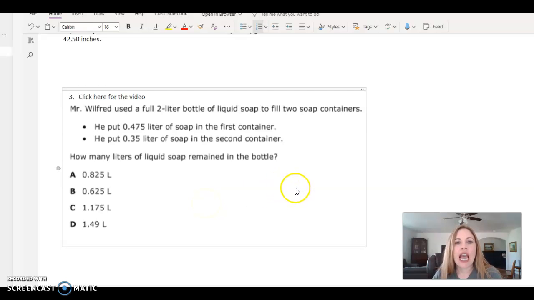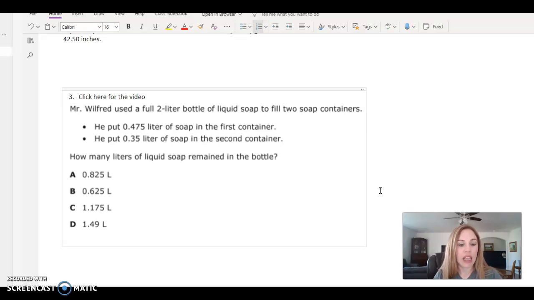Mr. Wilfred had 1 bottle of soap. That bottle of soap had 2 liters of soap in it. So it was about this much. No, 2 liters, that's a bottle of Coke. Let's not use soap, let's use Coke. Mr. Wilfred had a 2-liter bottle of Coke. He gave his really good friend, Mrs. Wagner, 475 thousandths liters of Coke.